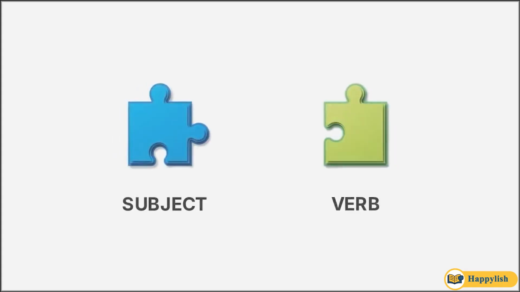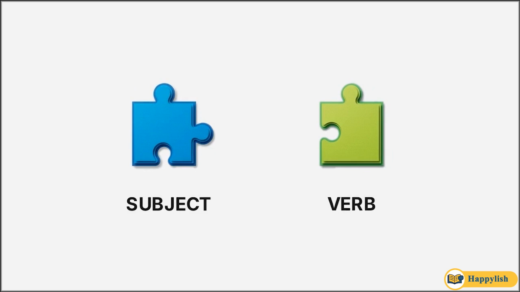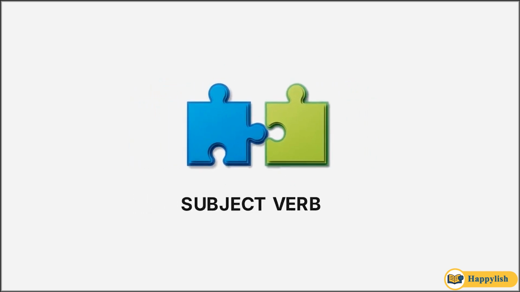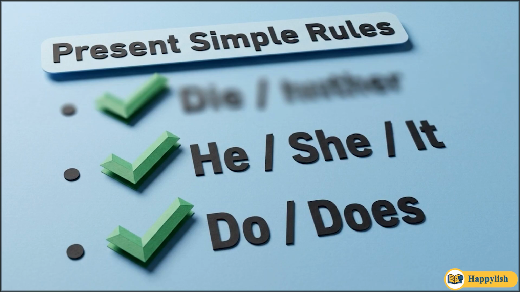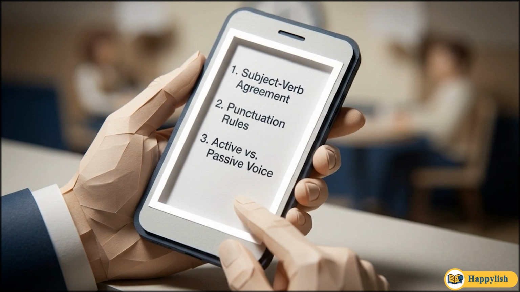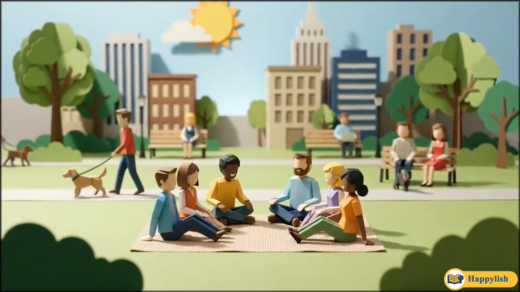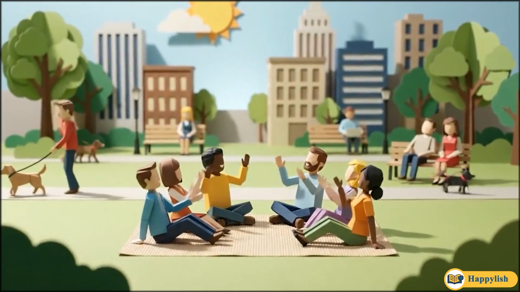At its core, using the present simple is just about matching the subject to the verb. This checklist covers the essentials. I, you, we, and they use base verbs. For he, she, and it, you add an S. And we use do or does for questions and negative statements. Feel free to screenshot these rules and try describing your own daily routine right now. These simple structures are what allow us to connect with new people and share who we truly are.